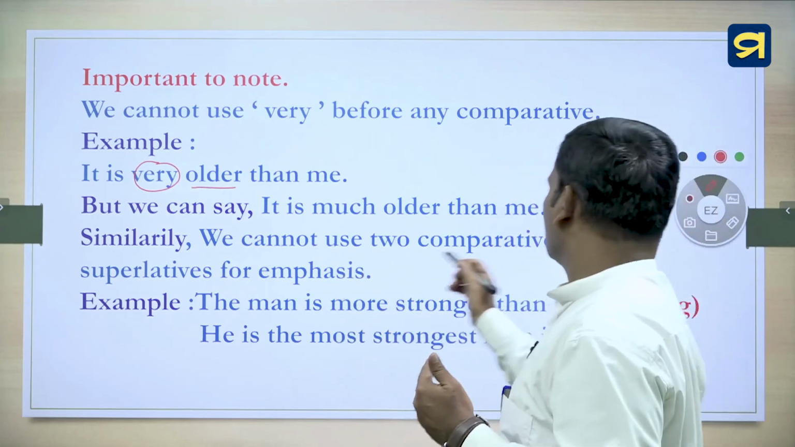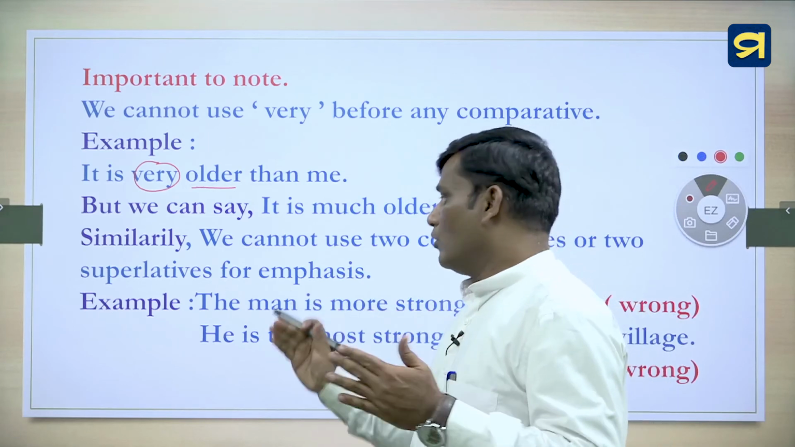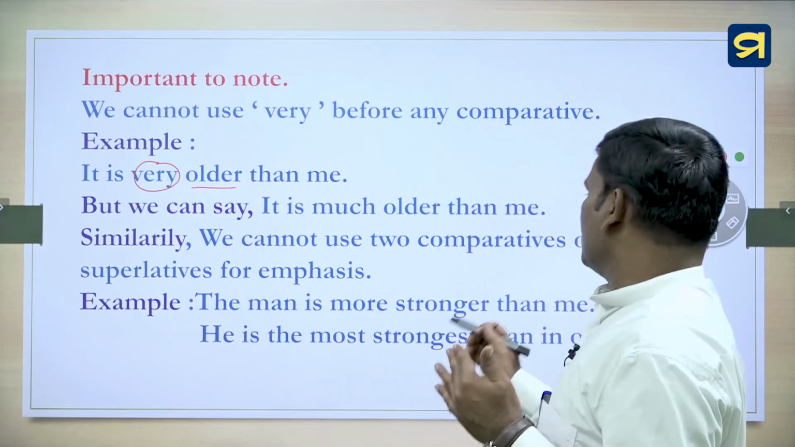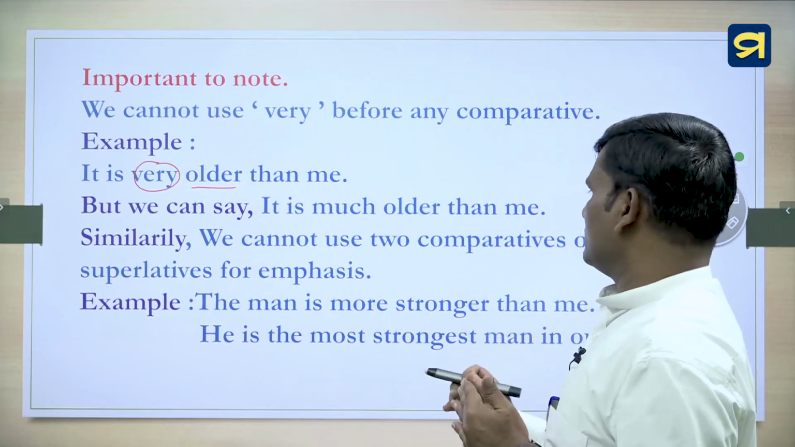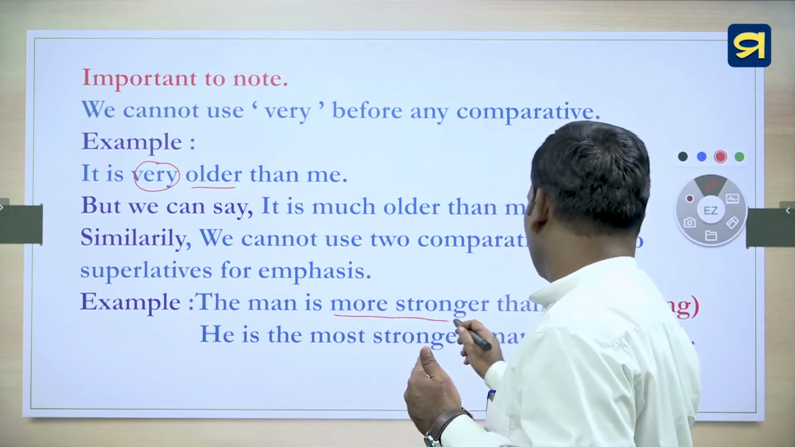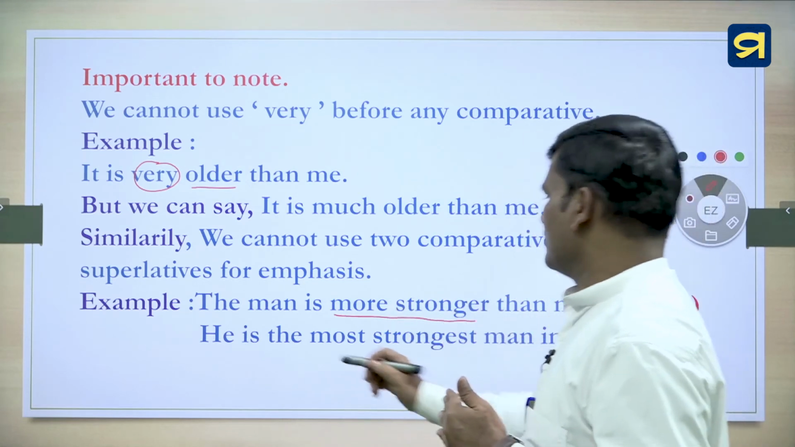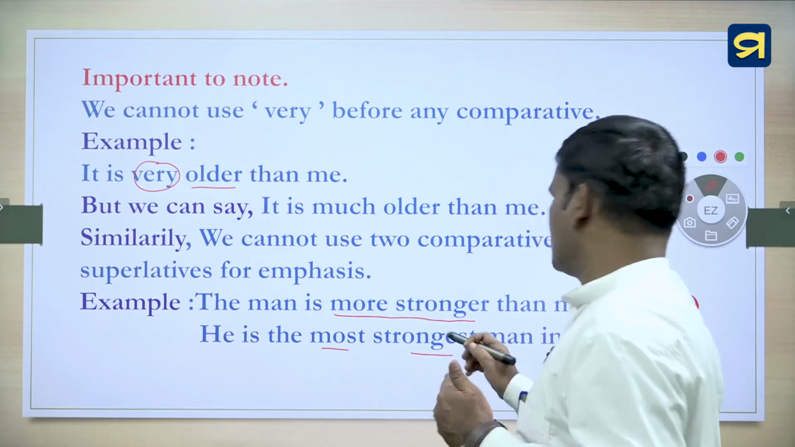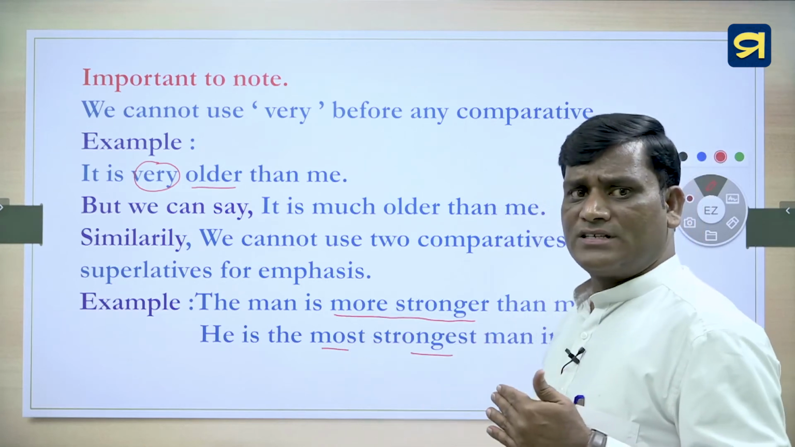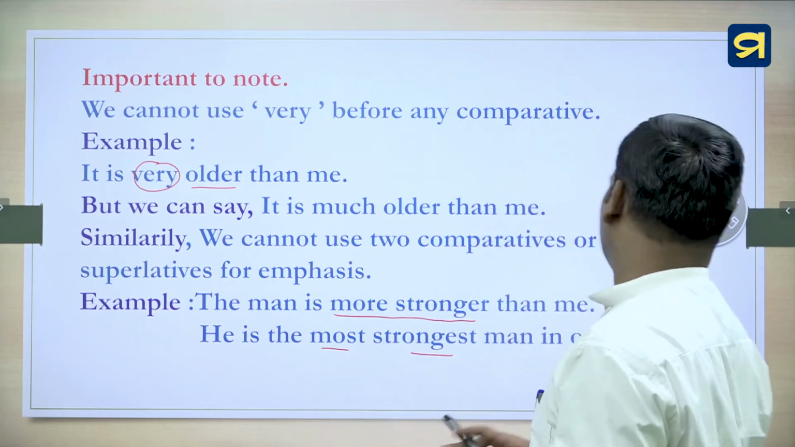Similarly, we cannot use two comparatives or two superlatives for emphasis. Look at it here: the man is the more stronger than me. Here two comparatives, more and stronger, are used. Similarly, most strongest. Two superlative degrees at a time we cannot use. We have to remember this. Okay, we will proceed to the next.